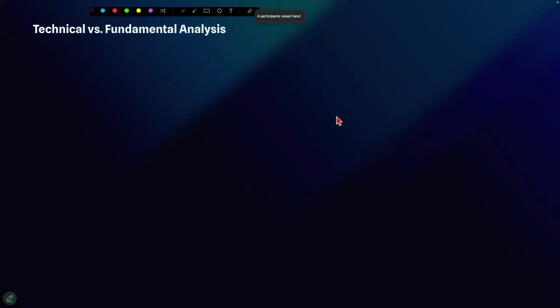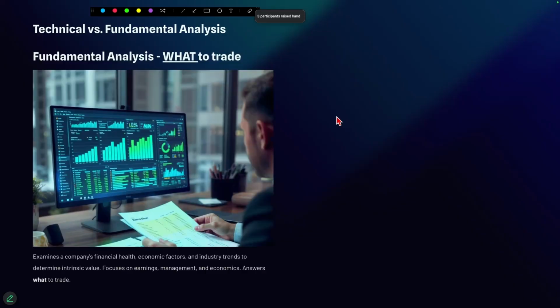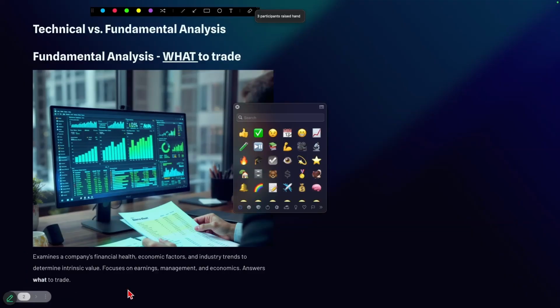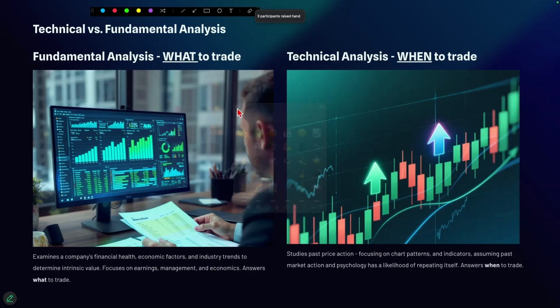Technical versus fundamental analysis. Those are the two main types of analyzing something that you might want to buy or sell. So to explain the difference between those two, with fundamental analysis, you're trying to determine what to trade. What do you want to buy? So you're going out, and more often than not, you're examining the company's financials. You're looking into their earnings reports, things along those lines. And ultimately, that's going to help you decide what to trade.